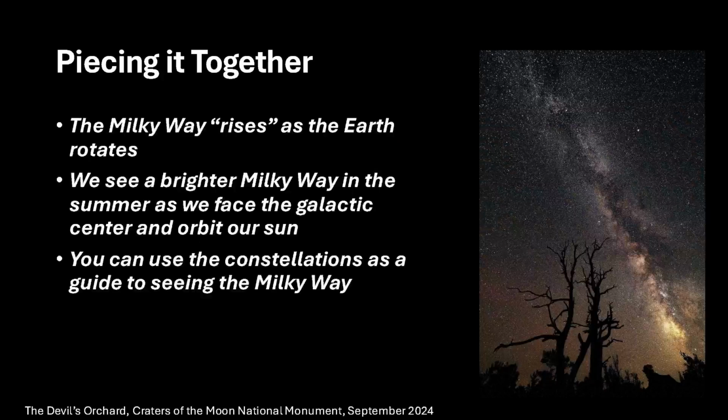Next. When you piece all this together, when you do appropriate planning, you're able to capture an image of the Milky Way. This is an image I took from a wonderful place called Craters of the Moon National Monument. It's about an hour and a half north of Idaho Falls, near a very small town called Arco. It's a national monument, and this is in an area called the Devil's Orchard.